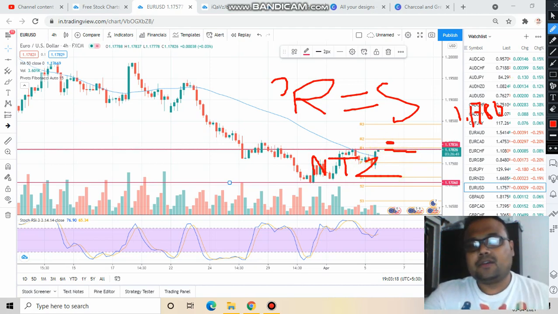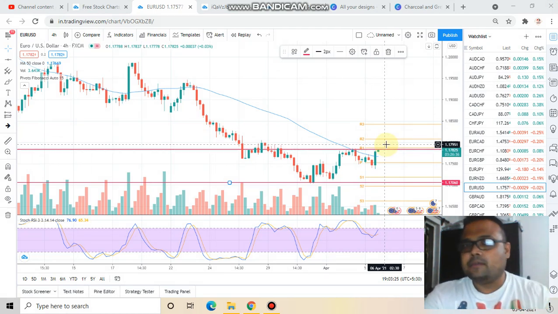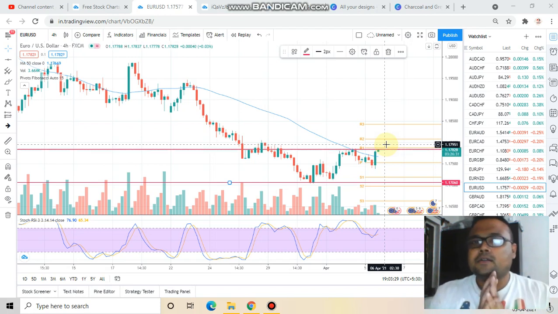Let the market cross this level, then observe the price. If you see that price is doing great, resistance has become the support, then go for the buy. Otherwise wait and wait, because patience is the main key in trading.